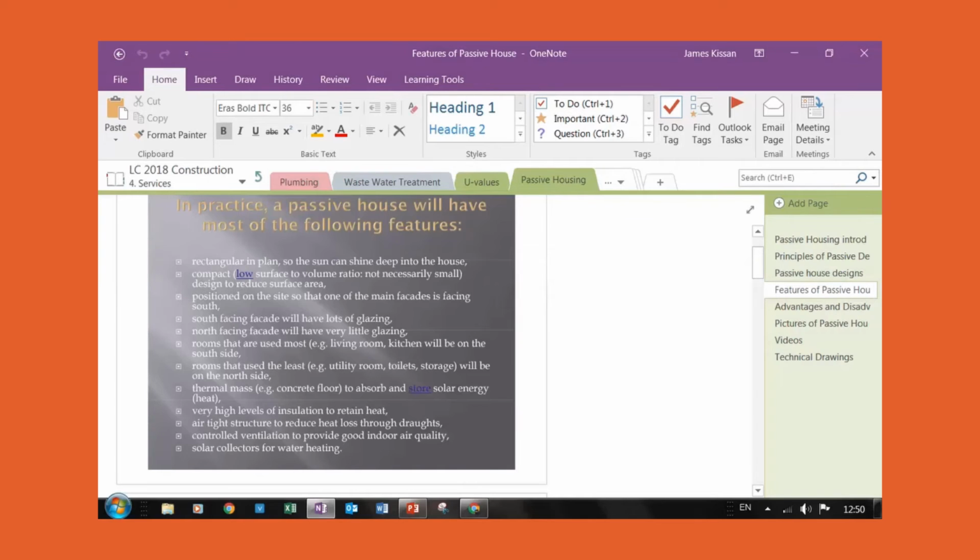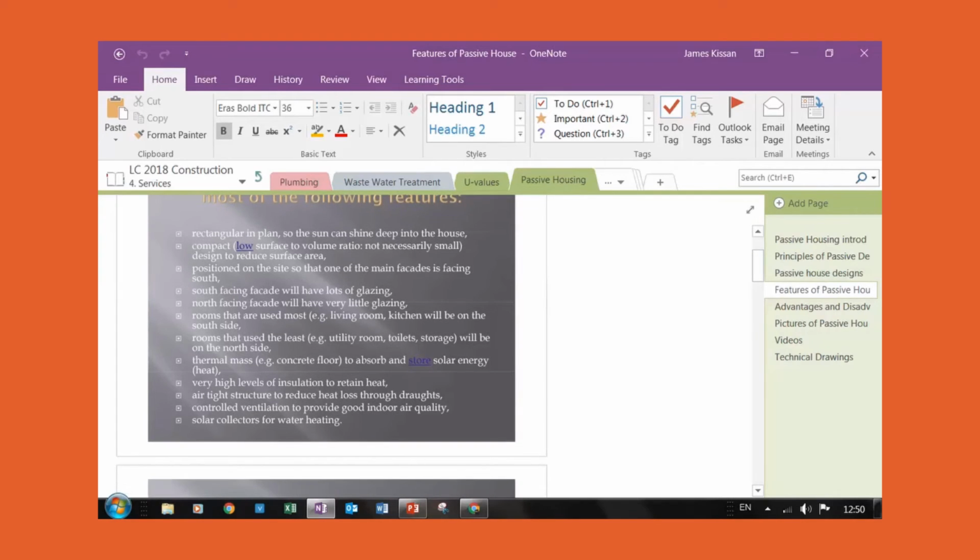So, how to increase thermal mass in a house design. What you're placing in there is concrete, so that when sunlight hits concrete floors or concrete internal walls, it's able to absorb it. This is where a concrete built house has a large thermal mass, whereas a timber frame house won't have as much. In a timber frame house, you'll have concrete floors, but you won't have any concrete block walls. So you'll have to look at having a large concrete area in a timber frame house. Now, very high levels of insulation to retain heat.